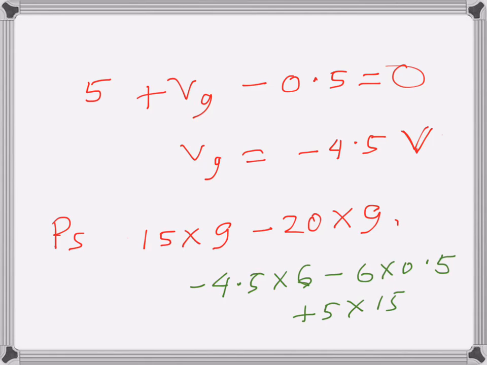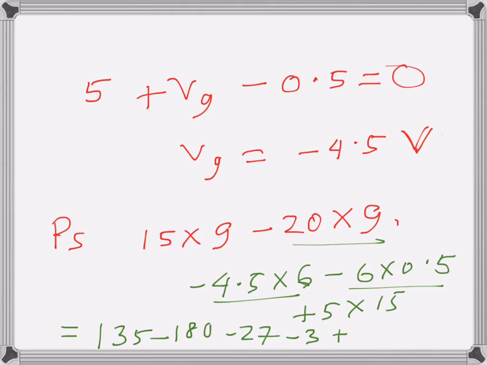So now we have written all the powers of each of the elements here, all the sources here, and the sum should be 0. So let's see whether that happens. 15 times 9 is 135, that's 135 there, and then 20 times 9, this one is minus 180, then this one is minus 27, 6 times 0.5 is minus 3, and plus 5 times 15 is 75.